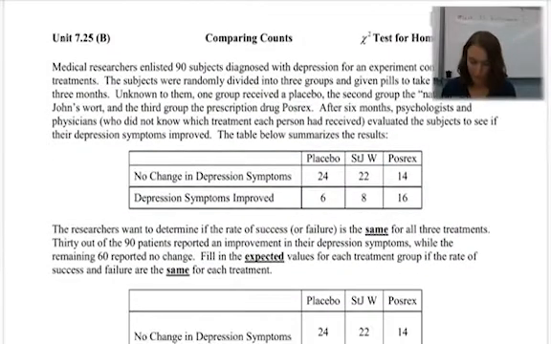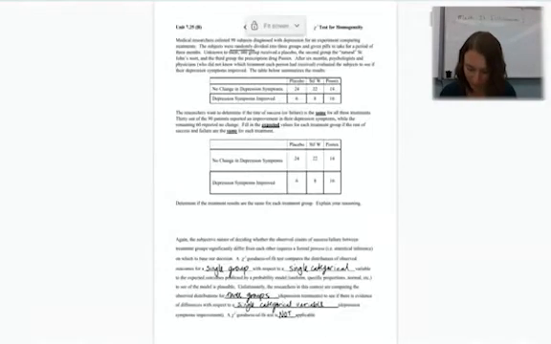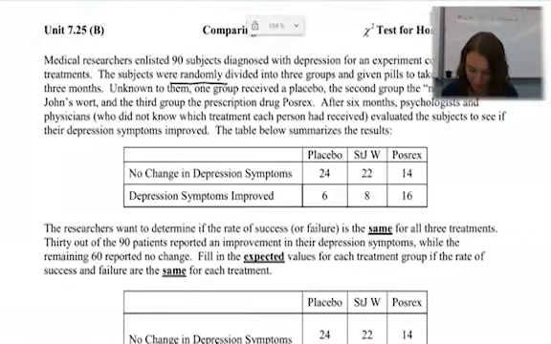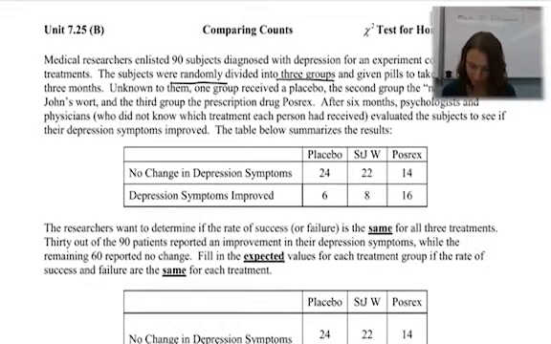So for our first example, medical researchers enlisted 90 subjects diagnosed with depression for an experiment comparing treatments. The subjects were randomly divided into 3 groups and given pills to take for a period of 3 months. So I'm just going to circle or underline things that I think are going to be useful when I start doing my test here. So we have randomly divided into, and we have 3 groups.